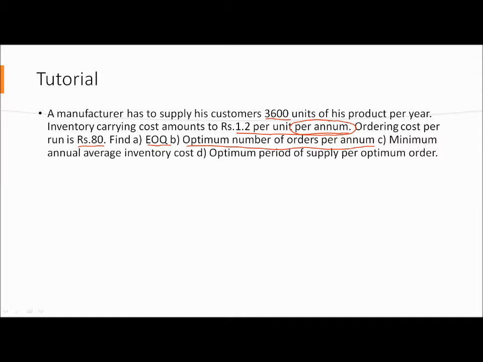The manufacturer has to supply his customers 3,600, so A is equal to 3,600. Now the inventory carrying cost, C is equal to 1.2. Ordering cost, that is the procurement cost, P is equal to rupees 80. So everything is given, so you can directly find out the value of EOQ.